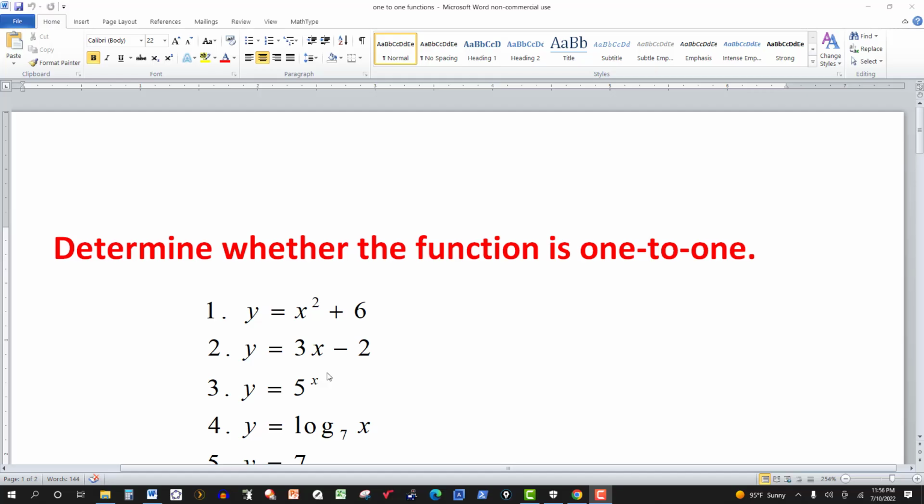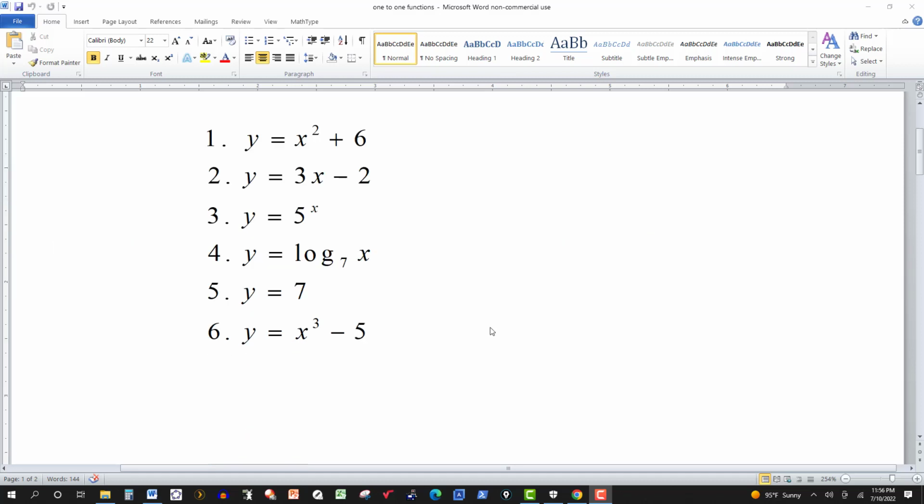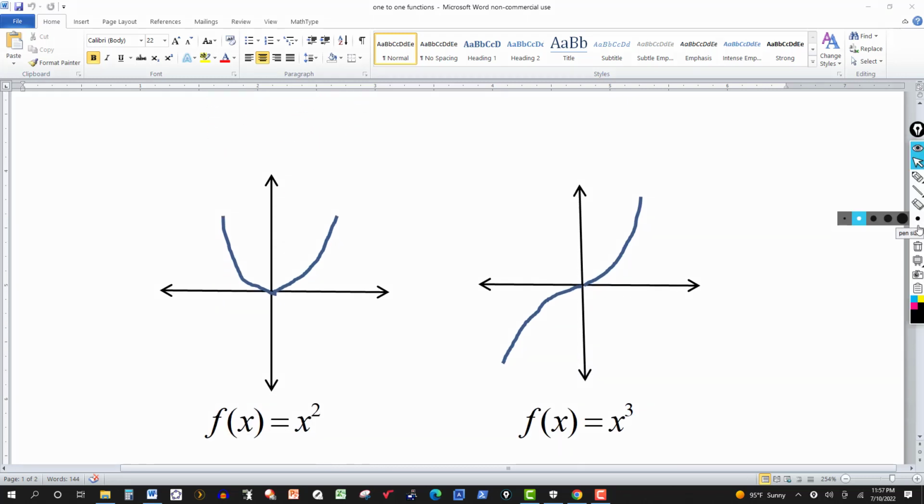In this video, we're given some functions and we have to determine if these functions are one-to-one. So you can look at the functions given. Again, these are all functions, six of them. Okay, so let's go through these. A quick review though. We're given functions and we want to determine if they're one-to-one.